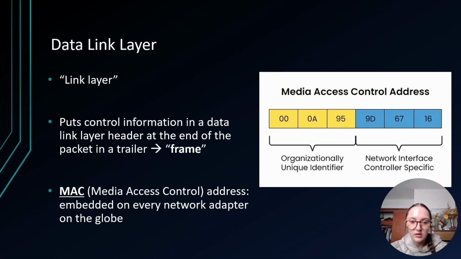Next is the data link layer, also known as the link layer. This layer puts control information in a data link layer header and at the end of the packet in a trailer, and this is called a frame. Also at this layer you have MAC addresses, or media access control addresses, and these are embedded on every network adapter on the globe. To the right I have a diagram explaining how MAC addresses work.